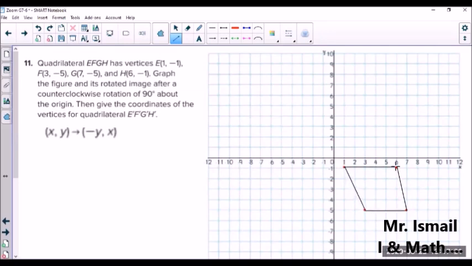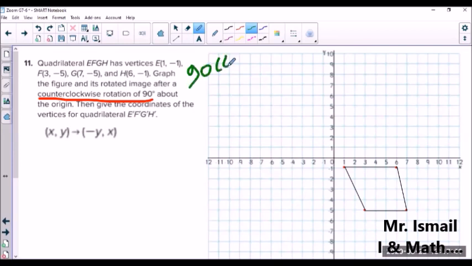This, the pre-image, is the original one. I will rotate it counterclockwise 90 degrees. We said that when we have counterclockwise, I will convert it to clockwise. And we said that 90 counterclockwise is the same as 270 clockwise. So I will use the rules for 270 clockwise. So this I will cross out and replace it by 270. The rule for 270: (x, y) will be (-y, x).